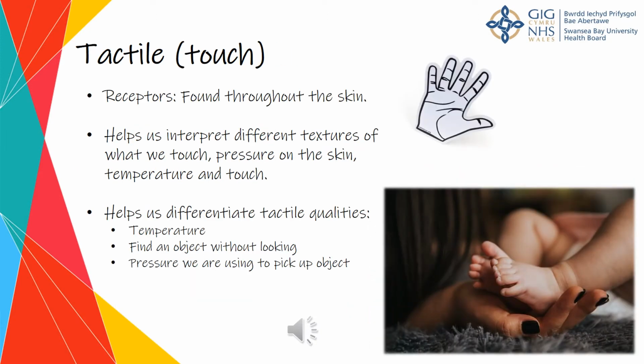The tactile sense, otherwise known as the sense of touch, has receptors all over the skin, and there are some parts of our skin that are more sensitive to touch than others. Our tactile sense helps us to discriminate between textures, pressure, and temperature. So the tactile sense also helps us to find and know what an object is without looking, grade the pressure we are using to pick an object up or use an object, know when something is too hot or cold, or know when something is irritating us or causing us pain.